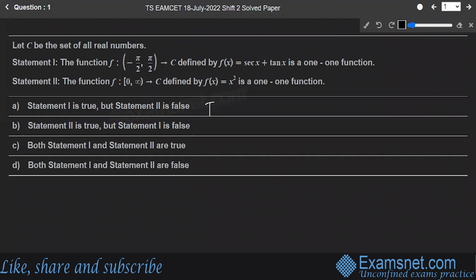Today we'll be solving the Telangana EAMCET 18 July 2022 Shift 2 paper. We'll be solving the mathematics portion of the paper, which has about 80 questions. You are aware of that, so I hope you're well prepared for this exam. Very best of luck. We'll start with the paper shortly.